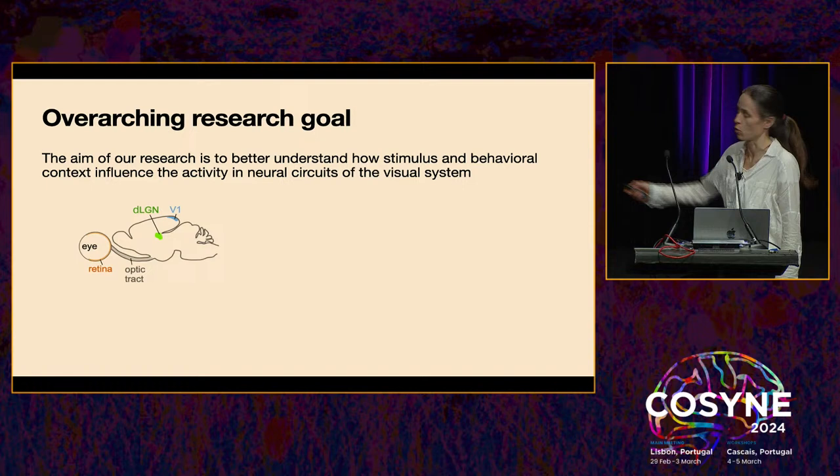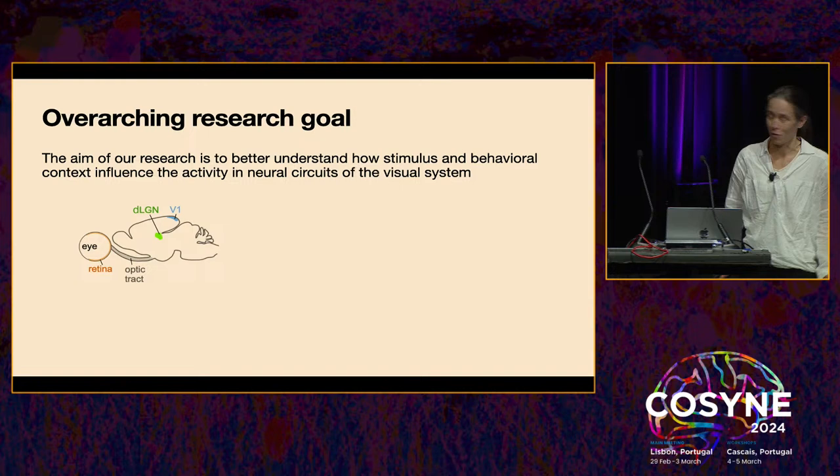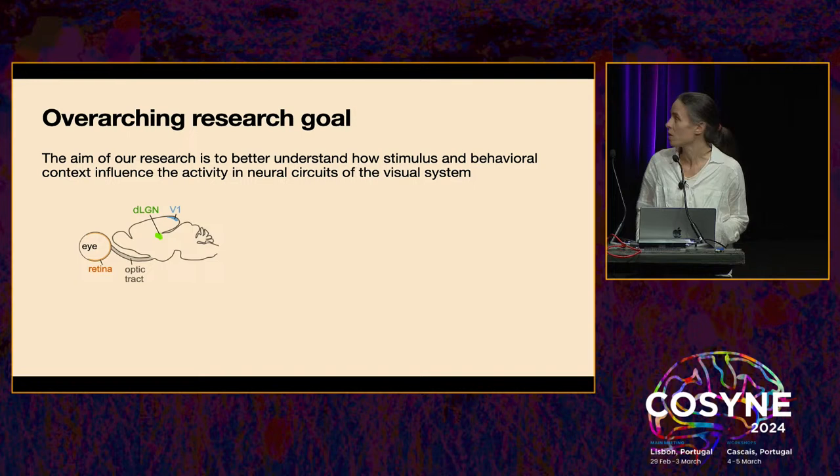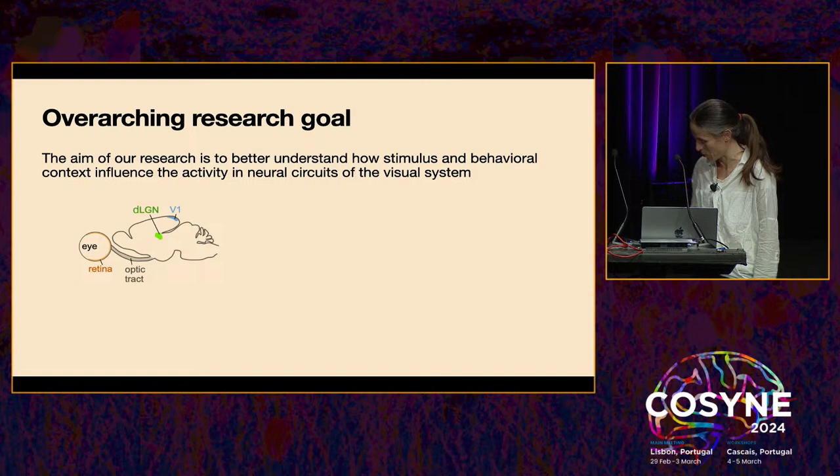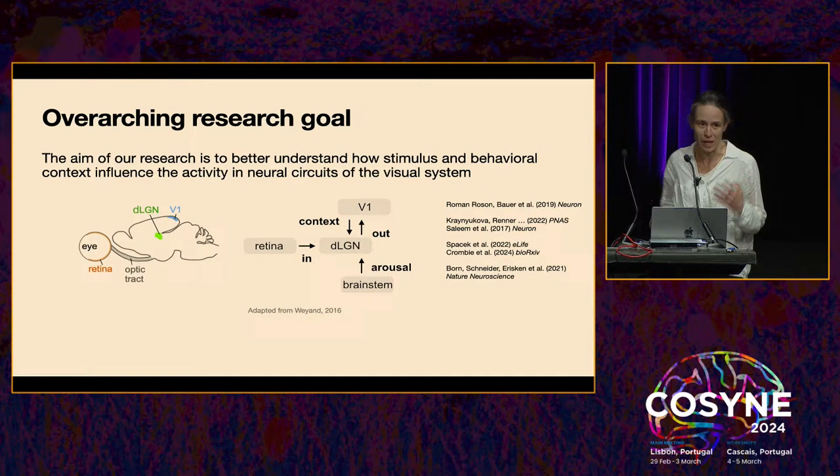This is, of course, a very classic pathway, but we think it's important to focus on it because it is the pathway that we think underlies image-forming vision, so it's maybe the start of things like object recognition and visual perception. In the past, we have contributed to understanding this pathway in various aspects.